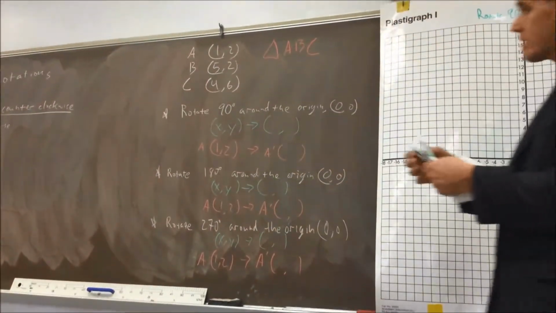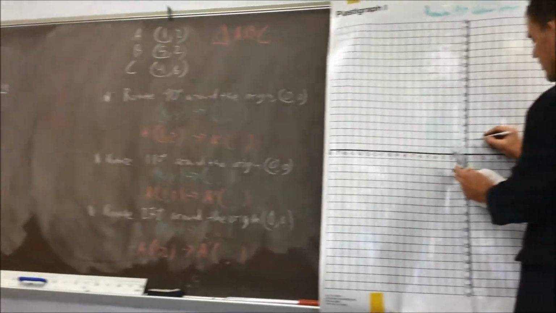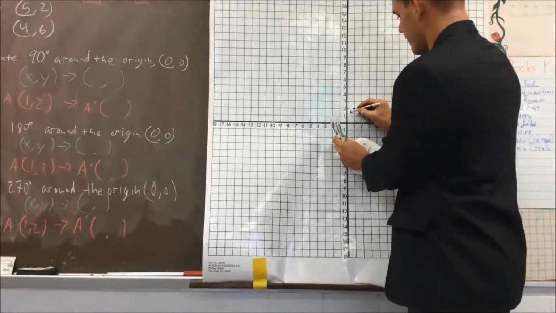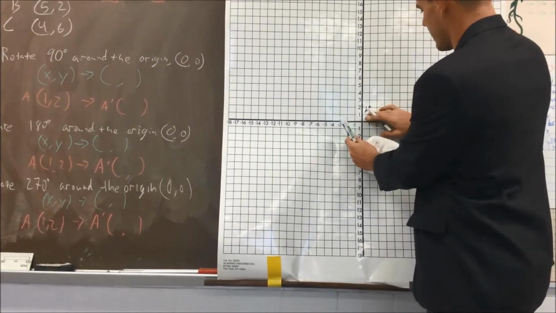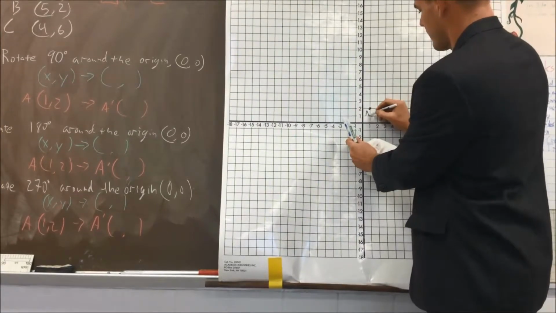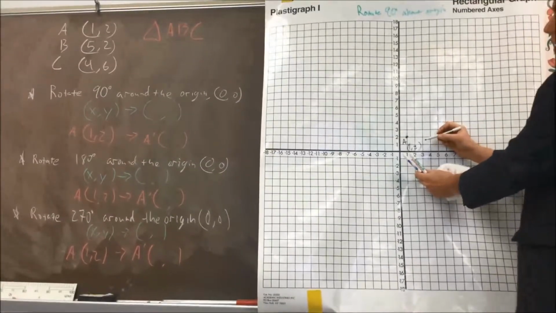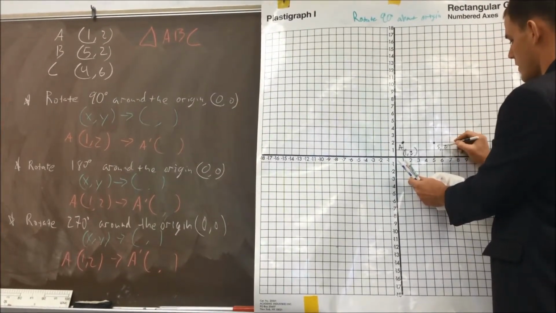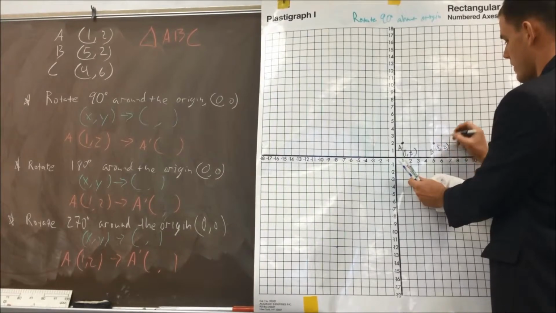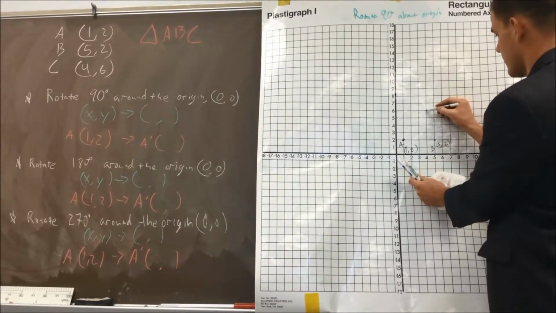So on your graph, please, put A at 1, 2. Make that a little bigger. I'm going to put B at 5, 2. And I'm going to put C at 4, 6.